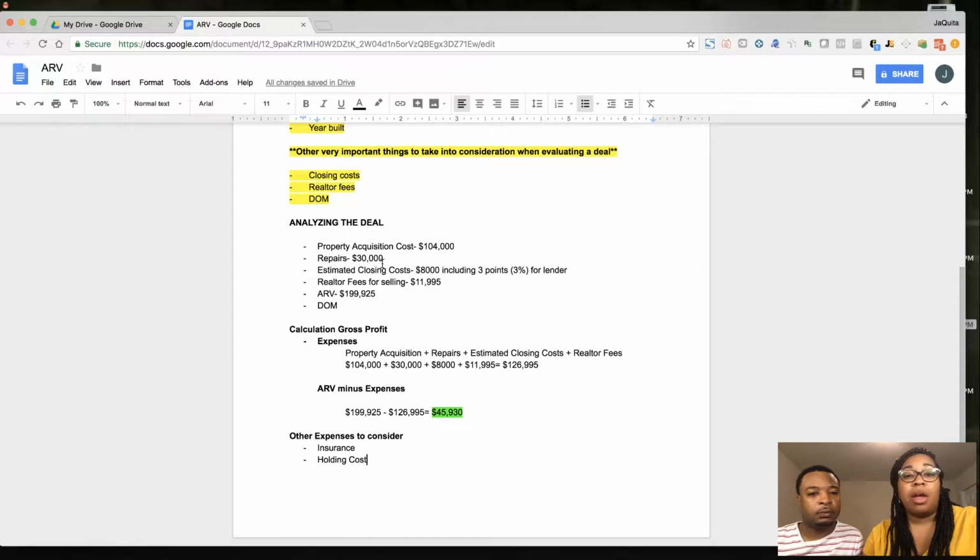The estimated repairs were $30,000, and this came from a contractor that had come out and analyzed the deal as well. Estimated closing costs, and I put estimated for a reason, but I'll discuss that in a little bit. The estimated closing cost that I calculated is around $8,000, and this includes 3 points for our lender. Our lender in particular charges us 3% interest at closing when we buy the property.